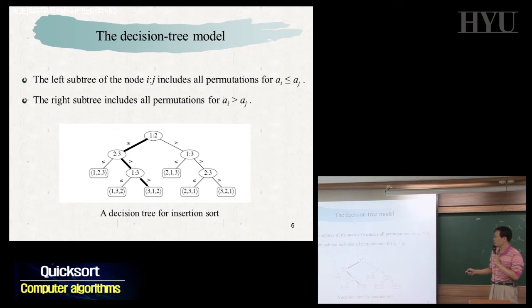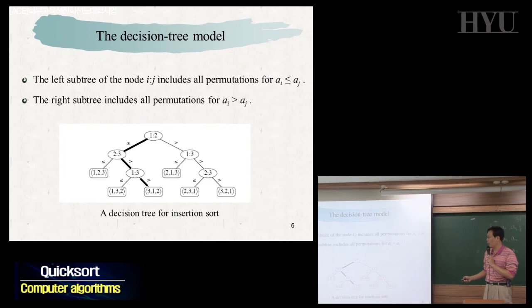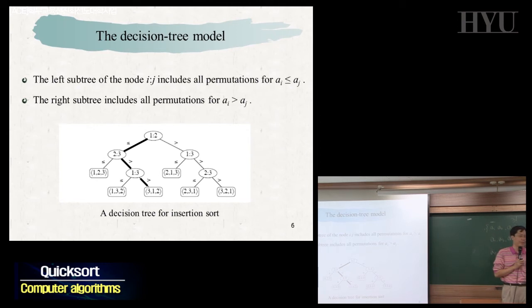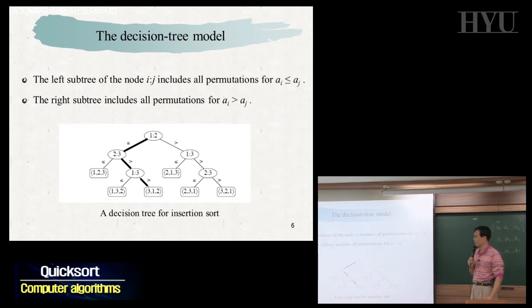In the right subtree, in this case, A1 is bigger than A2, so A2 is before A1. And then look at this one. It says in its left subtree, A2 is before A3, and in its right subtree, A3 is before A2.